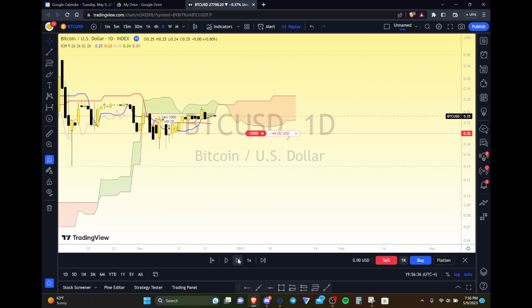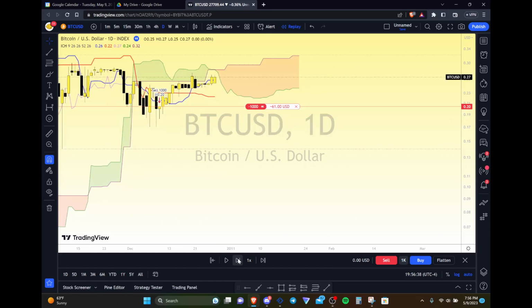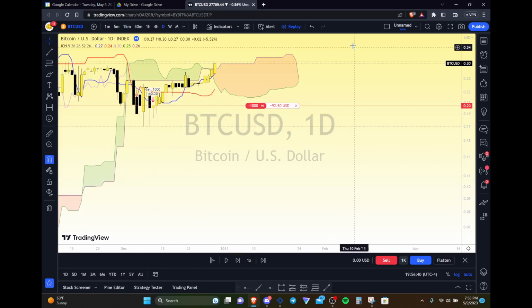So we're in the red right now, but we're still short. It's telling us not to do anything. Okay, as you can see, the cloud's starting to really thin out here. All right, and we're breaking up. We have the Chikou span breaking up. We have all the lines pointing up, but we can't flip long because the cloud has not done it yet. You have to be extremely strict about this. Okay, if you're going to do this strategy, be extremely strict.